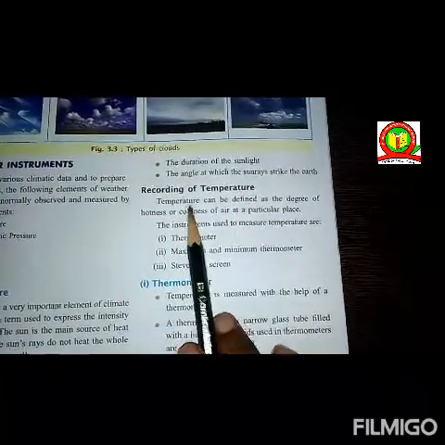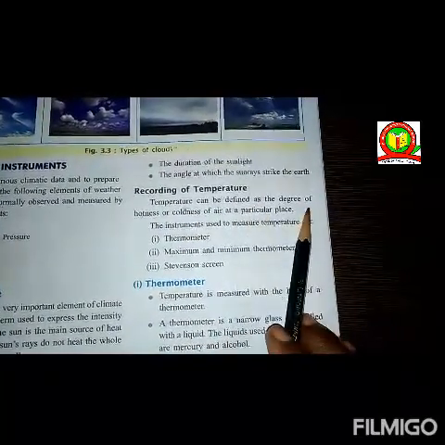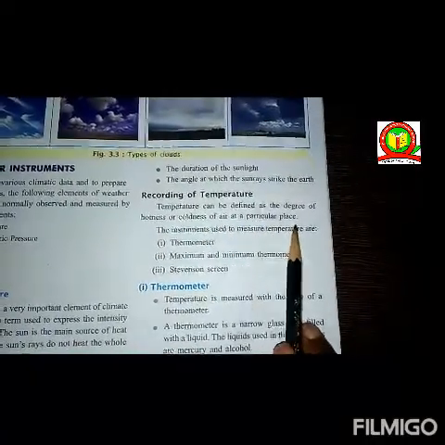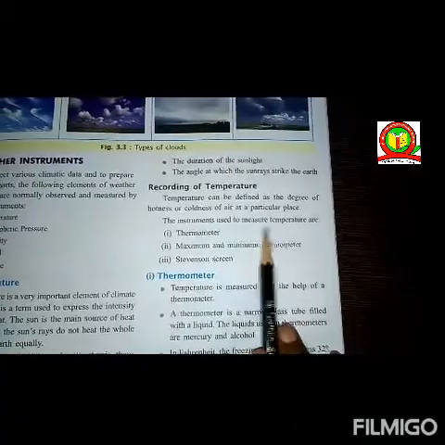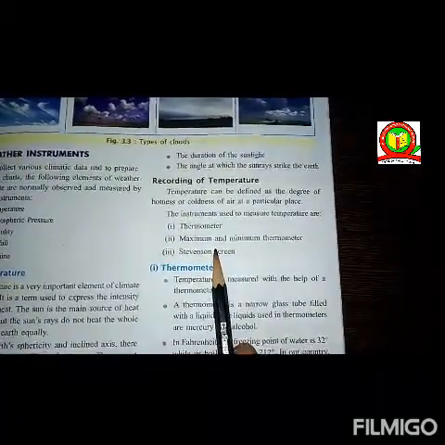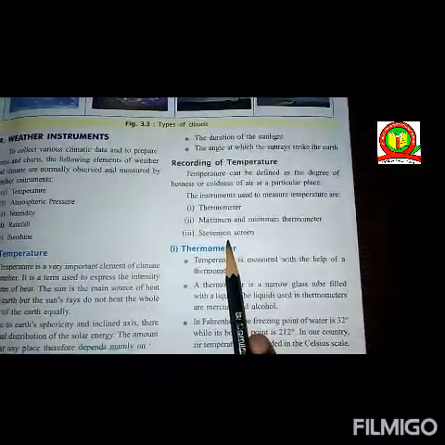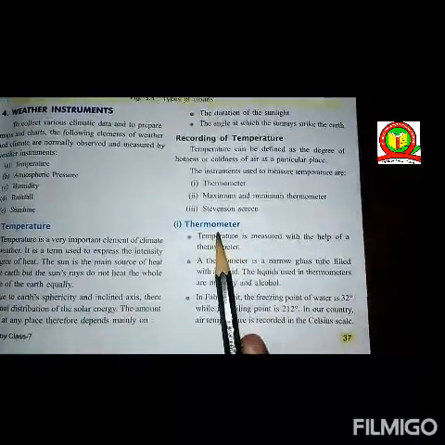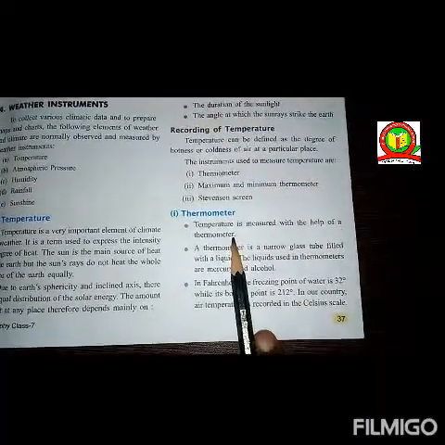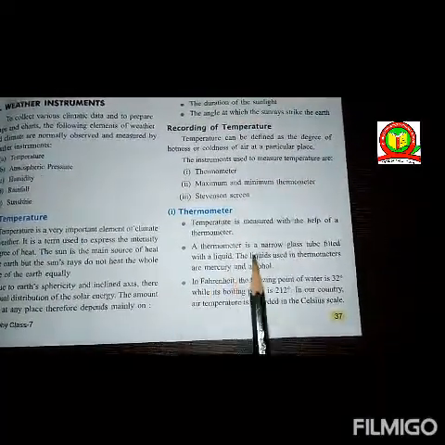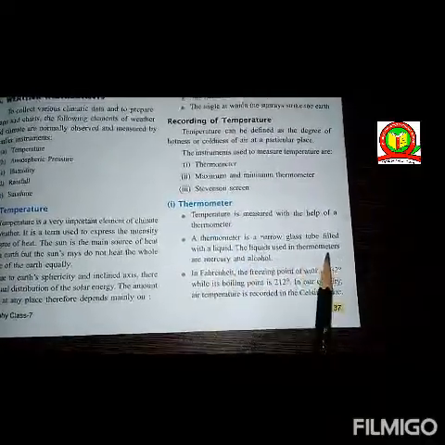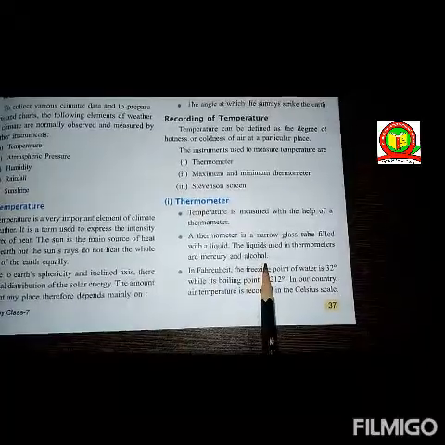Recording of temperature. Temperature can be defined as the degree of hotness or coldness of air at a particular place. The instruments used to measure temperature are the thermometer, the maximum and minimum thermometer, and the Stevenson screen. The first one, the thermometer. Temperature is measured with the help of a thermometer. A thermometer is a narrow glass tube filled with a liquid. The liquids used in a thermometer are mercury and alcohol.